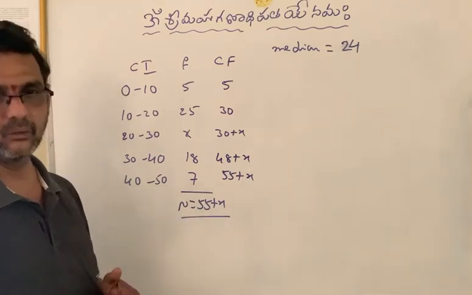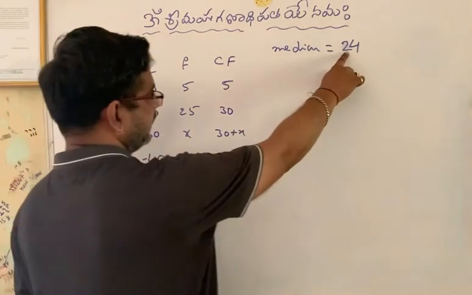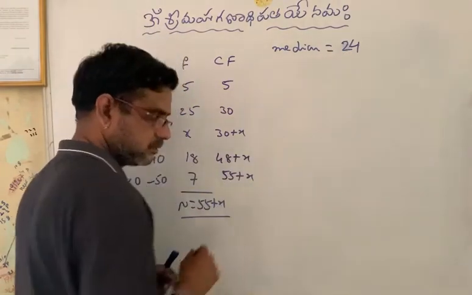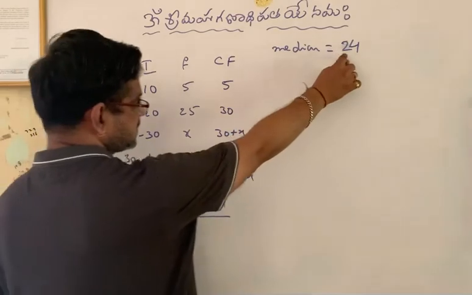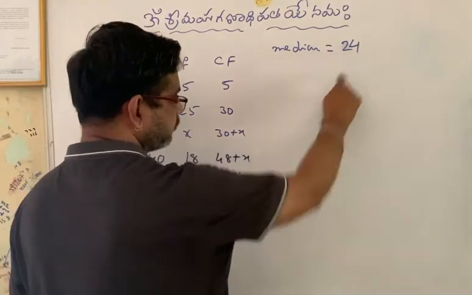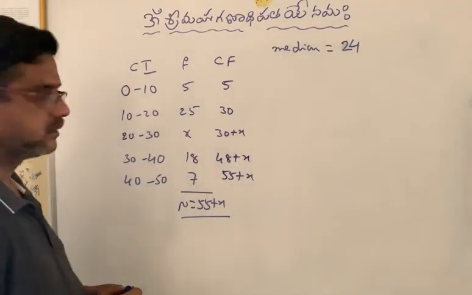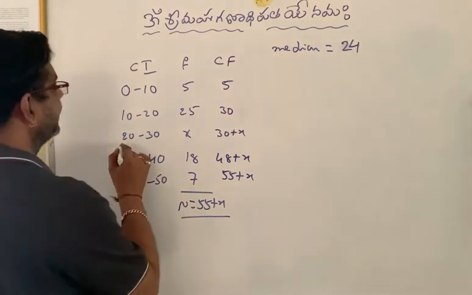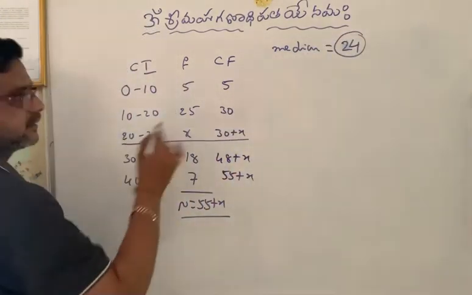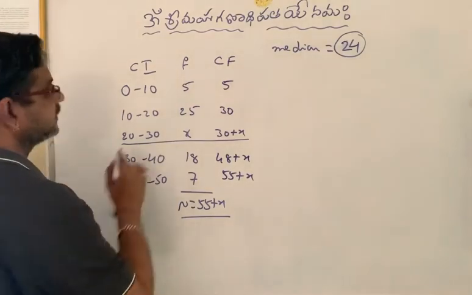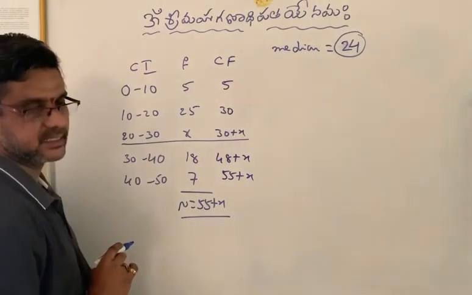So what we have to do? Observe the median value that is given, 24, and think in which class or in which group this 24 will lie. It lies between 20 and 30. The value 24 lies between 20 and 30. So this 20 to 30 group is called the median class.